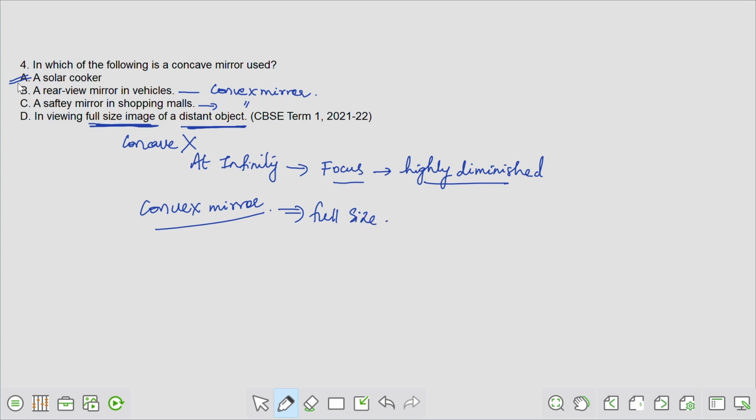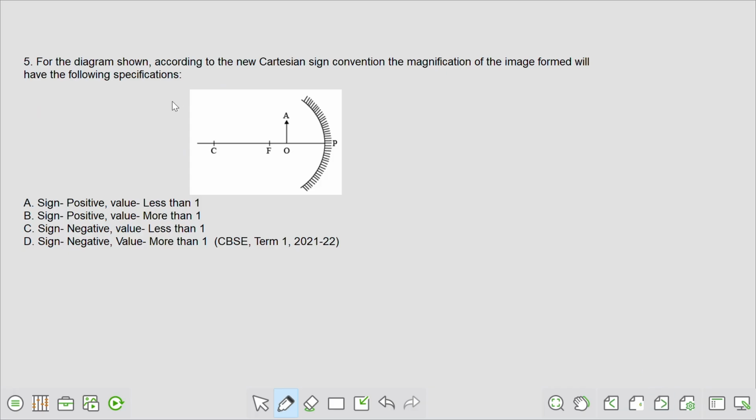So here the option is A. In all these cases we use convex mirror. Now question number 5. For the diagram shown, according to the new Cartesian sign convention, the magnification of the image formed will have the following specifications. So a diagram is given here.